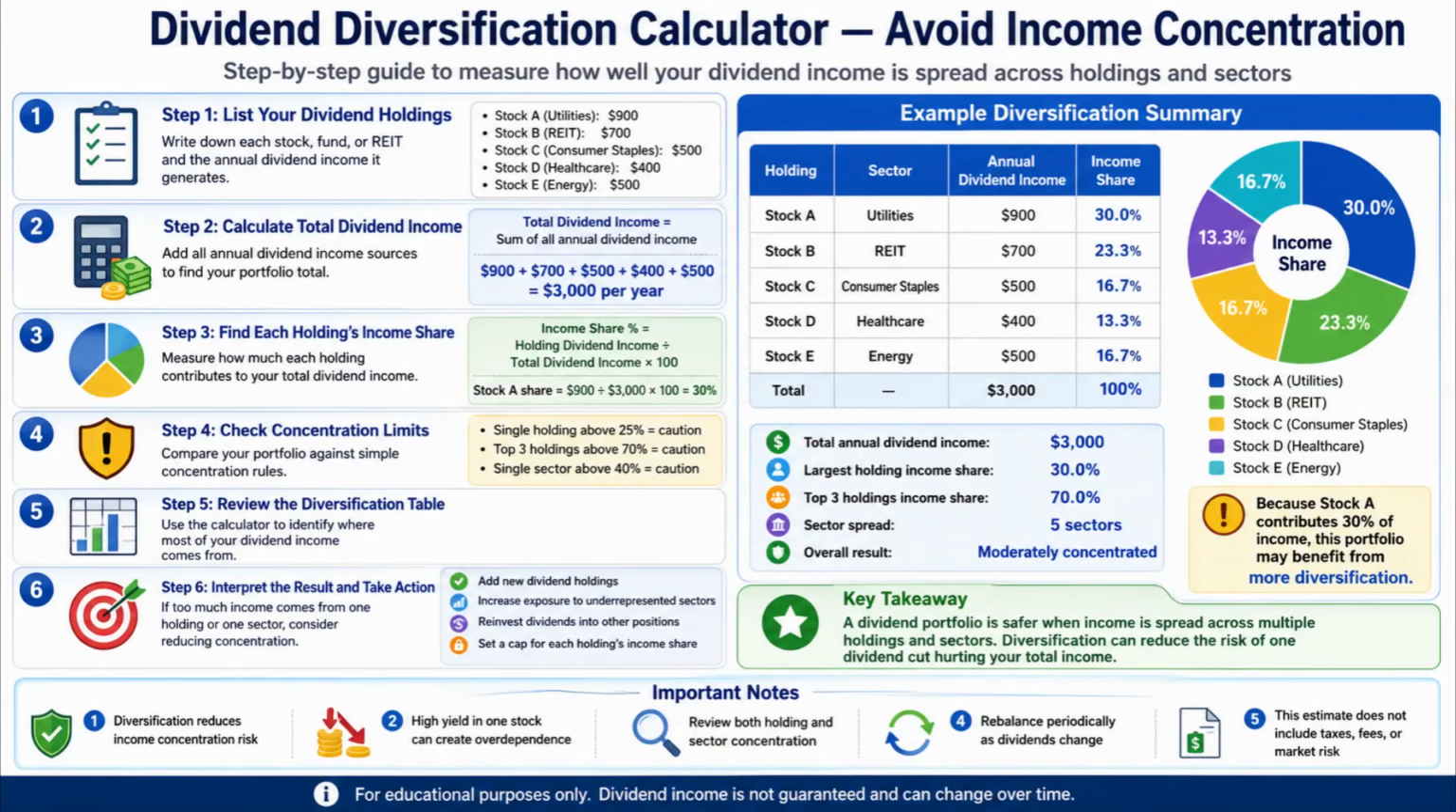In this video, we will discuss the Dividend Diversification Calculator and how to avoid income concentration. First, we start by listing all dividend holdings in the portfolio. This can include stocks, funds, or REITs.